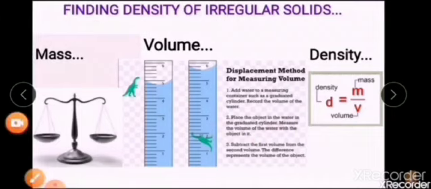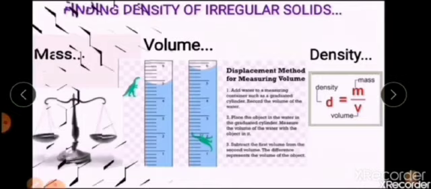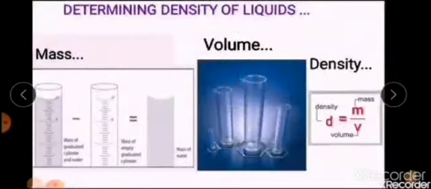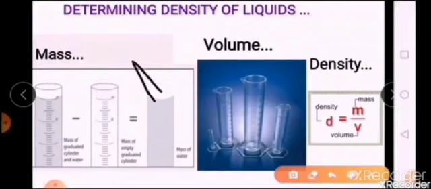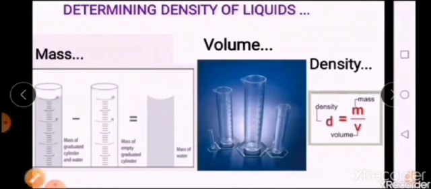Till now we have been discussing how to find the density of regular and irregular solids. Now we are going to see how to determine the density of liquids. As usual, to find the density we need to find the mass and volume first, so that we can apply them directly in the equation. We all know that liquids cannot stand by themselves, since they do not have a definite shape and volume. A liquid always takes the shape of the container in which it is kept.